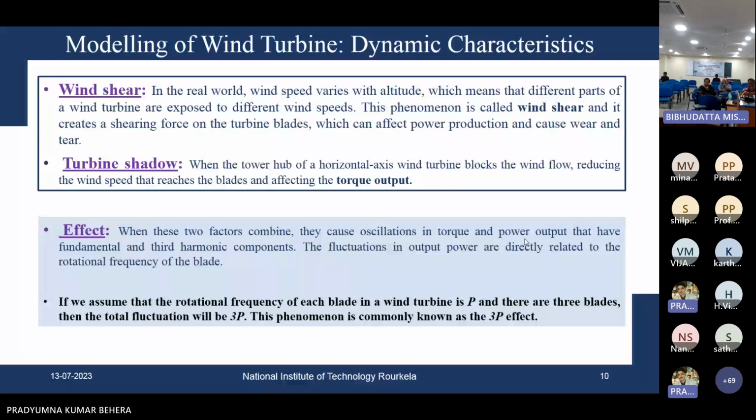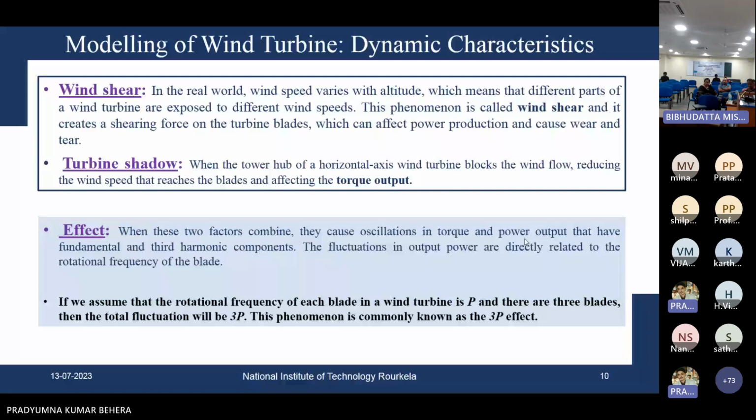When the tower hub of the horizontal axis wind turbine blocks the wind flow, it basically reduces the wind speed, and that basically affects the torque output of the wind turbine. So when these two factors combine, they cause oscillation in torque and power output that have a fundamental and a third harmonic component. The fluctuation in output power is directly related to the rotational frequency of the blade.